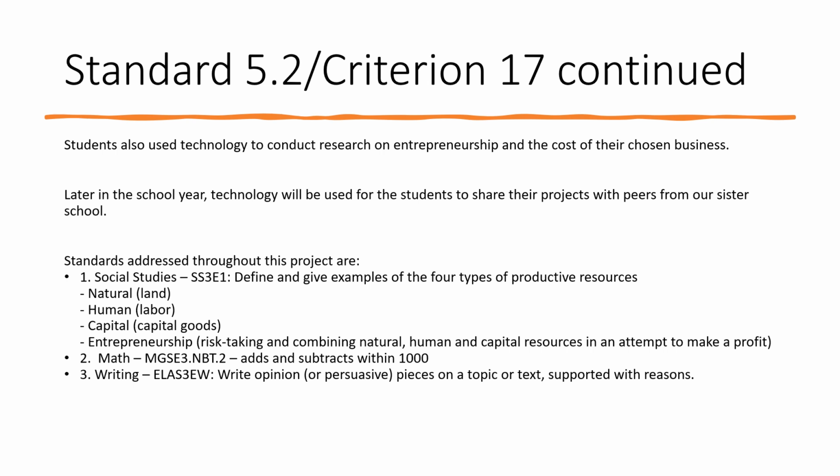define and give examples of the 4 types of productive resources, which is natural, human, capital, and entrepreneurship. For math, adding and subtracting within 1,000 when they figure out the cost of their business. And for writing, opinion or persuasive writing on a topic or text supported with reasons.